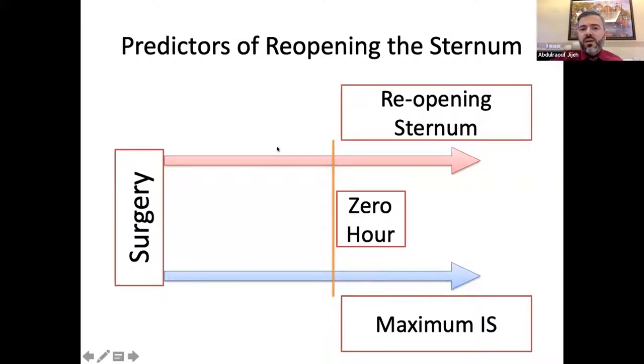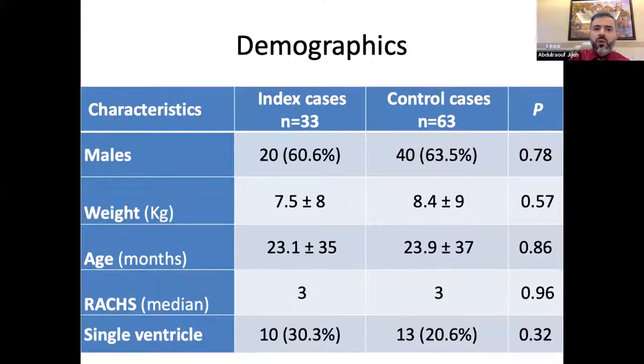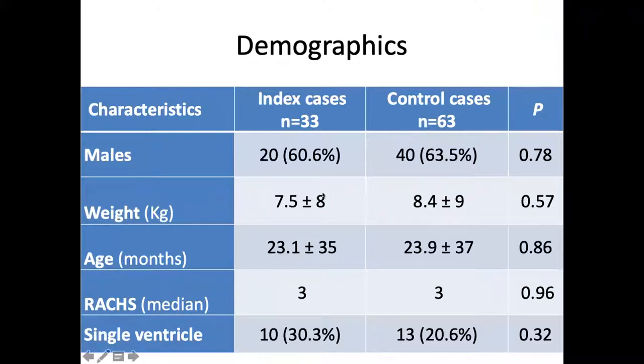Before the 0 hour, we collected the hemodynamic variables and laboratory variables at 6 hours and 12 hours before the 0 hour. We tried to find if any hemodynamic or laboratory variables can predict reopening the sternum. Both groups were comparable regarding the weight, around 7.